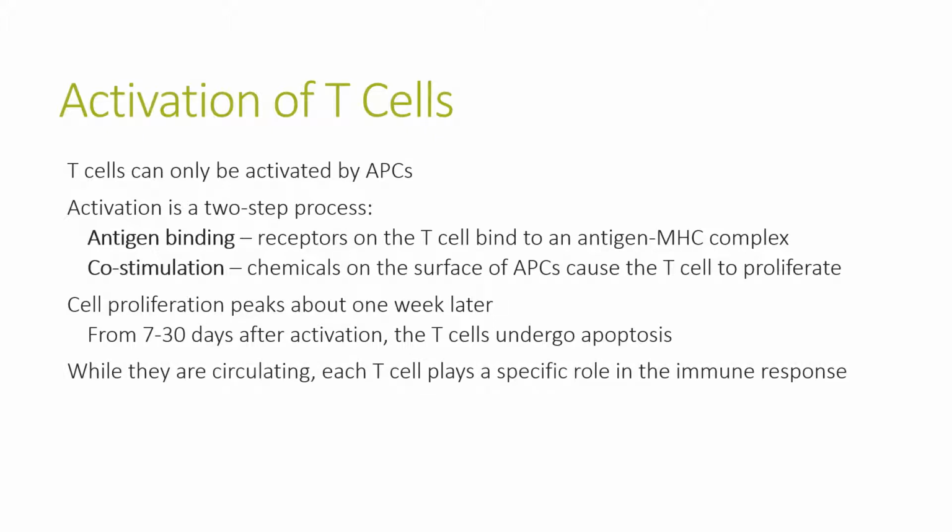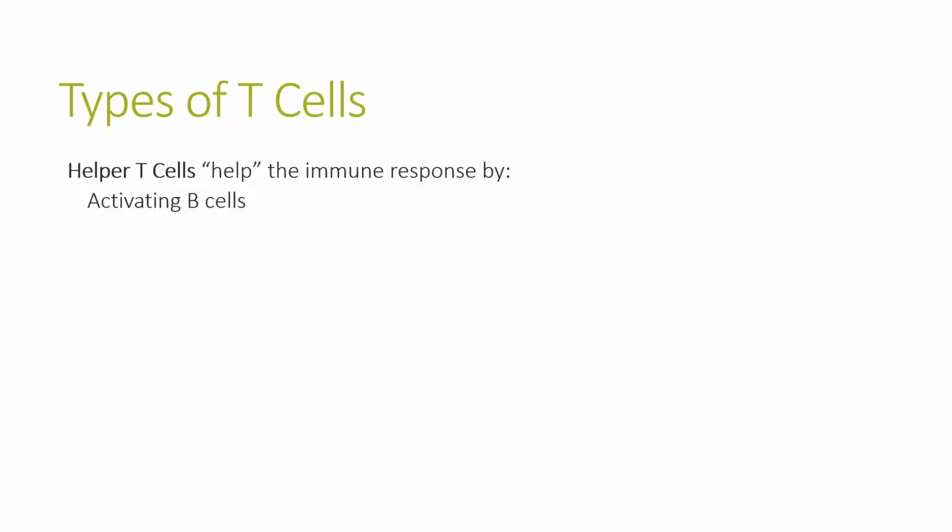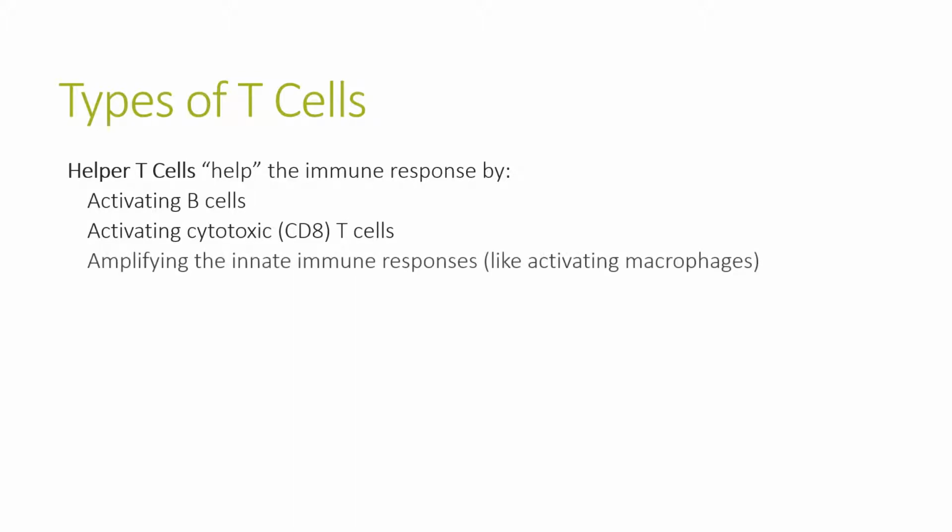While they are circulating, each T cell plays a specific role in the immune response. The helper type of T cell helps the immune response by activating B cells to produce antibodies, by activating the cytotoxic CD8 types of T cells, and by amplifying the innate immune responses, like activating macrophages, increasing inflammation, or even causing fever.